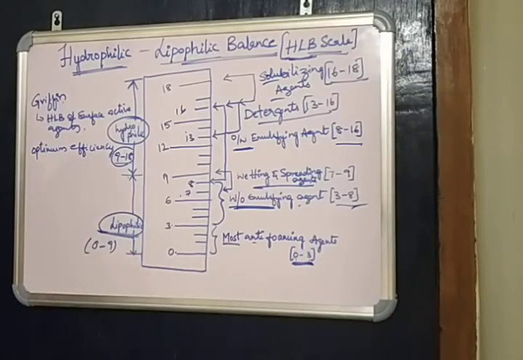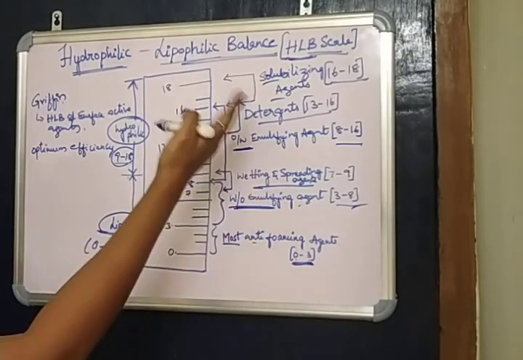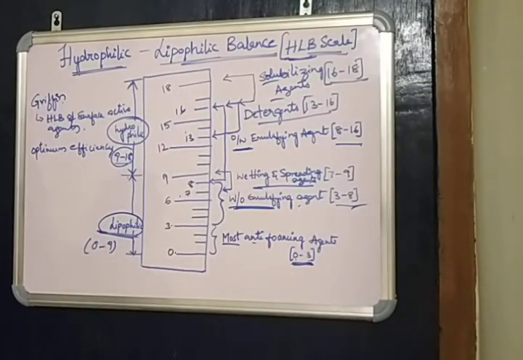It ranges from 0 to 18, and the different numbers have different types of agents: antifoaming agents 0 to 3, water in oil emulsifying agents 3 to 8, wetting and spreading agents 7 to 9, oil in water emulsifying agents 8 to 16, detergents 13 to 16, and solubilizing agents 16 to 18.